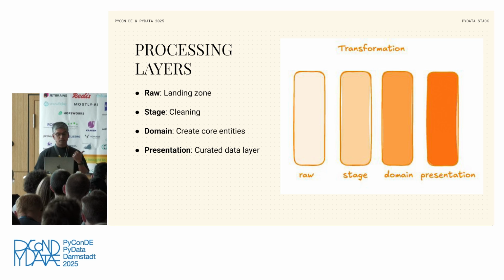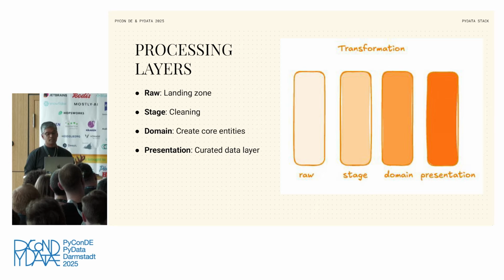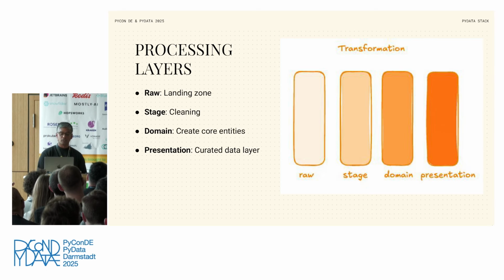I want to go back to this idea of processing layers. So we follow a sort of medallion architecture, but we've renamed each of the medals. The idea here is that you're processing data and taking it from a very raw format into a curated format. So the raw is just a landing zone. Staging is where we generally clean up the data. So fixed case, change columns to more sensible naming, etc.